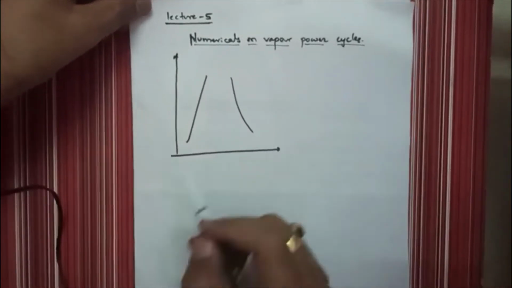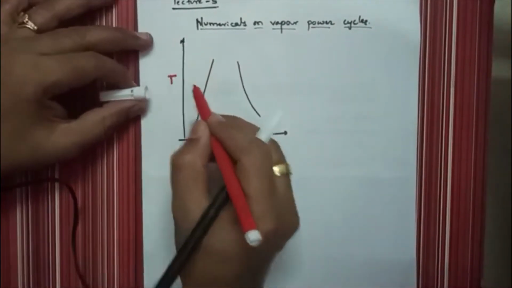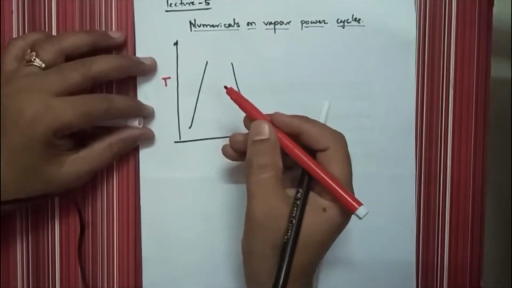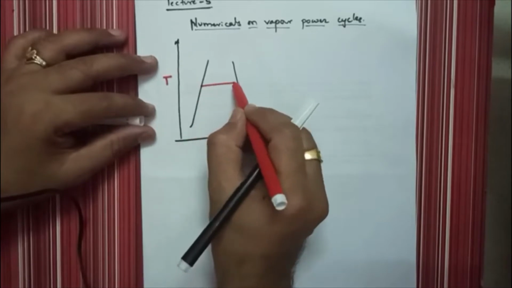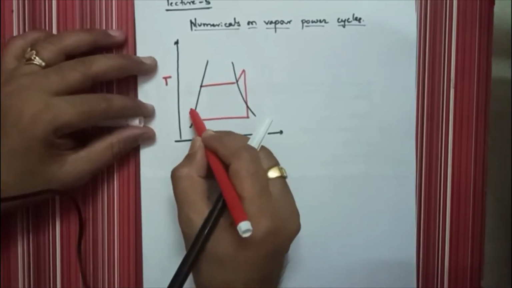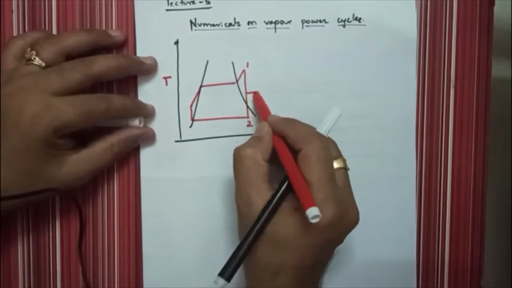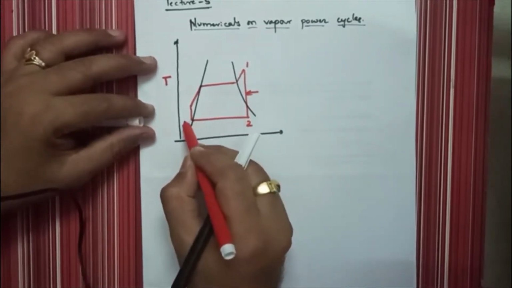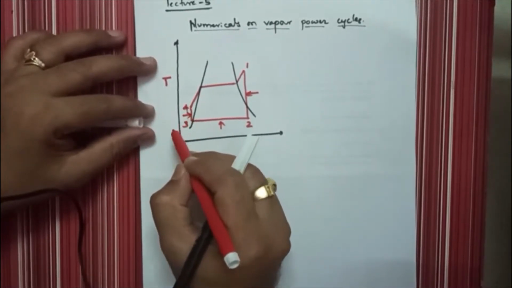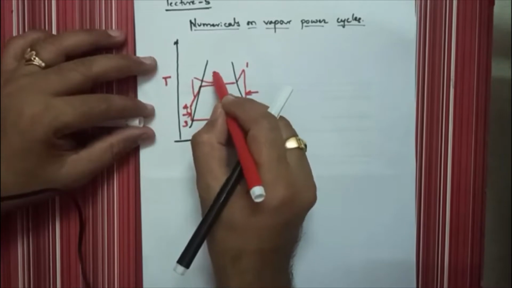So coming back to the topic, I have drawn here the TS diagram of a Rankine cycle. This is T, this is S. Here there are 4 major components that you studied. I will not take much time to discuss this here. This is one Rankine cycle, and here process number 1 to 2 is the turbine, process number 2 to 3 is the condenser, process number 3 to 4 is the pump, and process number 4 to 1 is the boiler, that is B.